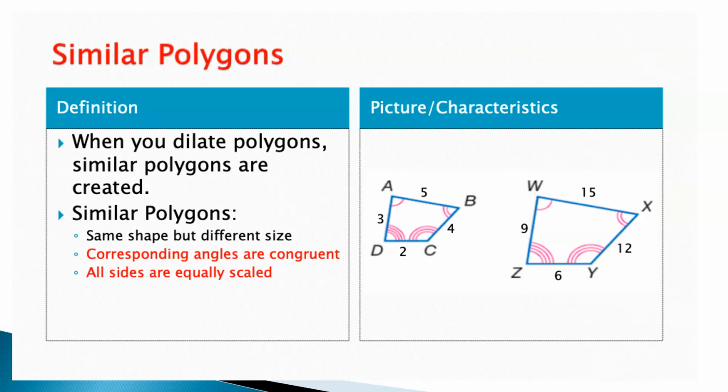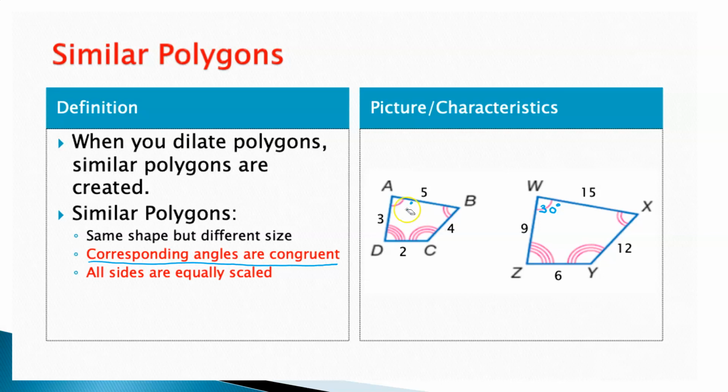A couple other important characteristics though. When you have similar polygons, corresponding angles are congruent. So those angles that match up, right? So playing that matching game, they are going to be congruent. For example here, angle A, let's say this was 30 degrees. Well, then angle W, its corresponding, its matching angle over here would also be 30 degrees. Even though it is a bigger shape, the angles are still congruent.